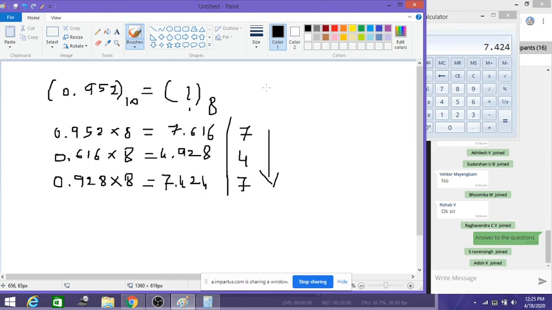So finally we will get this as point, we have to read from the top, it is 747 to the base 8.